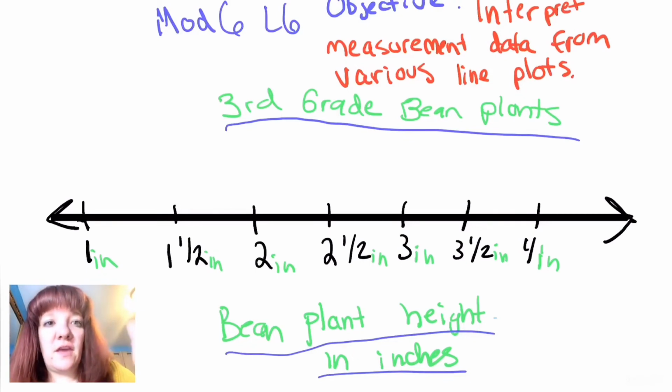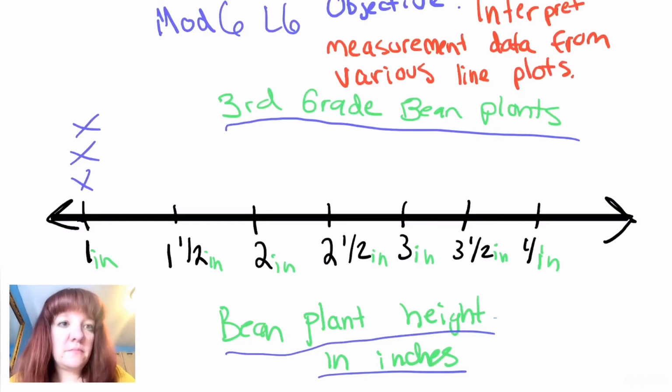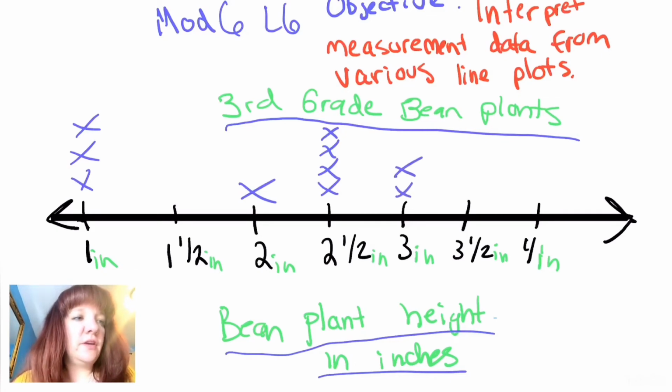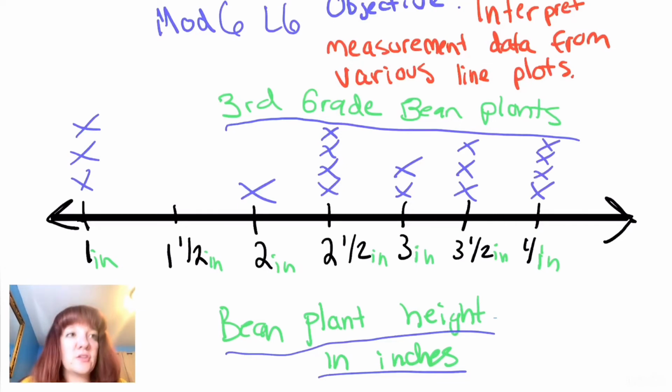So let's just say 3 were 1 inch. There were 0 at 1 1/2. There was 1 at 2 inches. 4 at 2 1/2 inches. 2 at 3 inches. 3 at 3 1/2, and 4 at 4 inches. So that is what the line plot will look like.